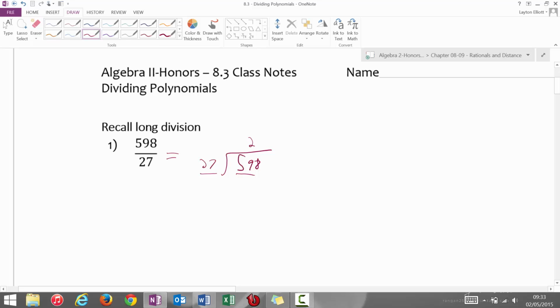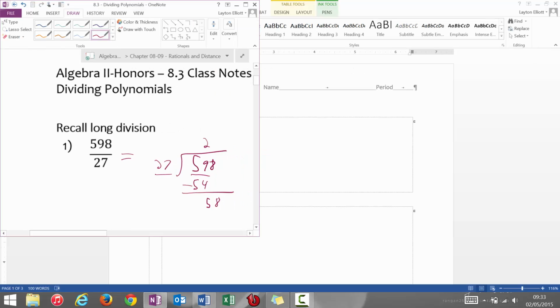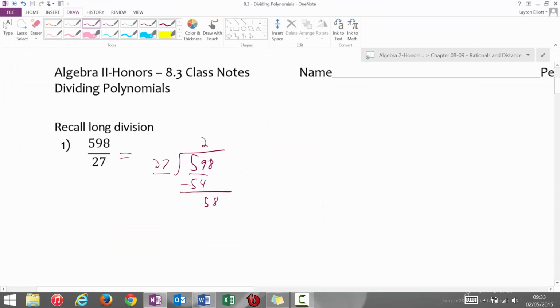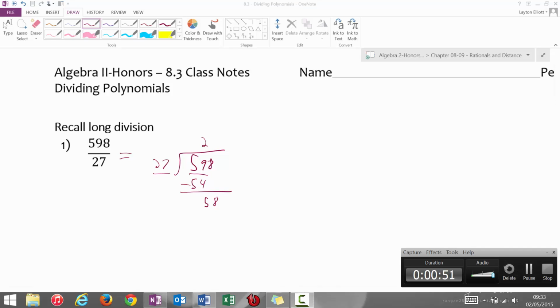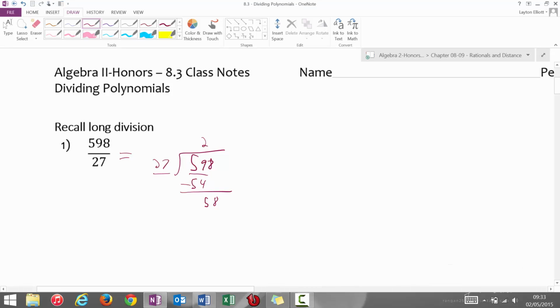So what I do is I say 2, and then I multiply 2 times 27 to get 54. Subtract, and I get 58. Then we do the same thing. Well, 58 is not that different from 59. So I multiply by 2, and I get 54, subtract, and I get a remainder of 4.